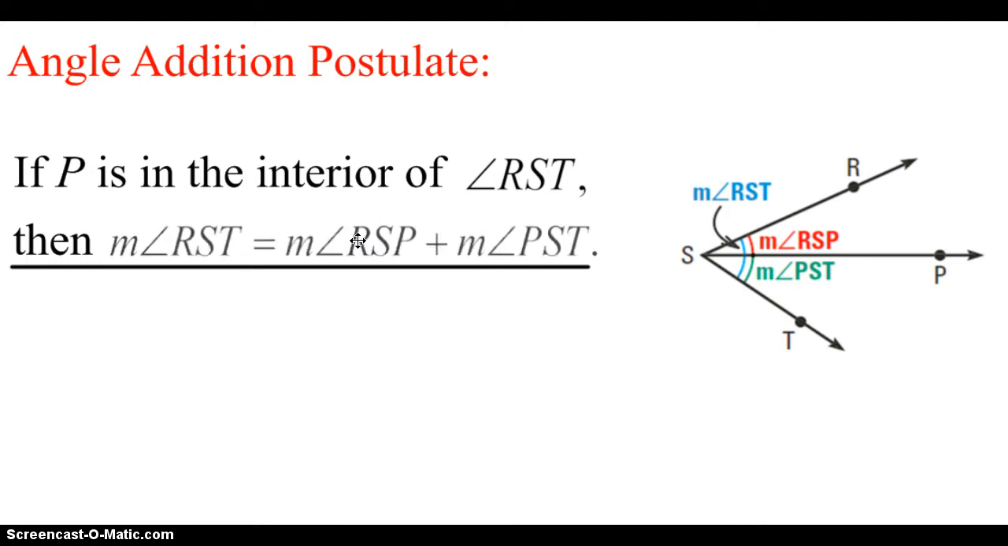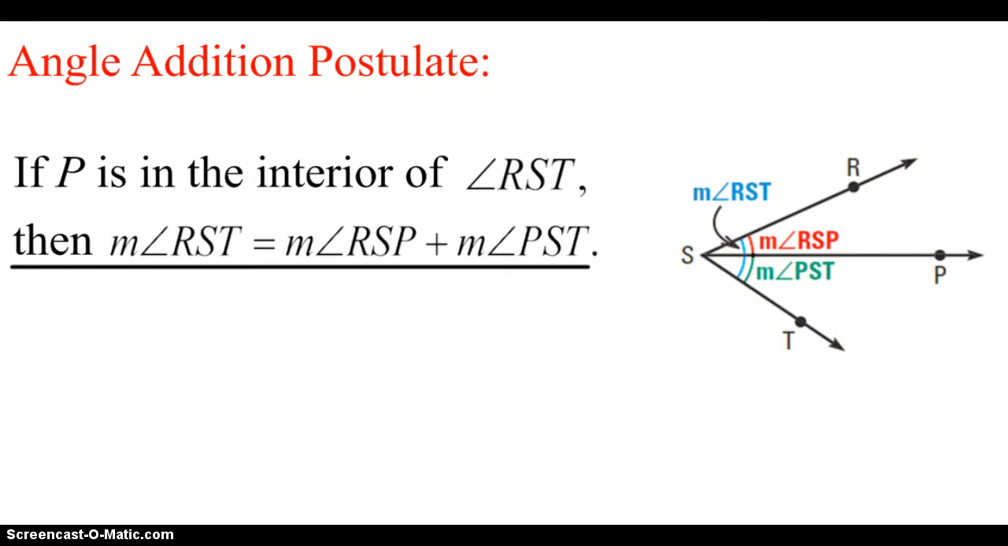Then the measure of RST, which is the large angle, equals RSP plus PST. So it's the same concept of like when we had the segments and it was a football field and we had a 100-yard football field, and then we had a small segment and then a large segment. So the small segment, let's say 30 yards, plus the larger segment, 70 yards, equals the whole. So it's exactly the same thing here. This angle plus this angle will add up to the total.